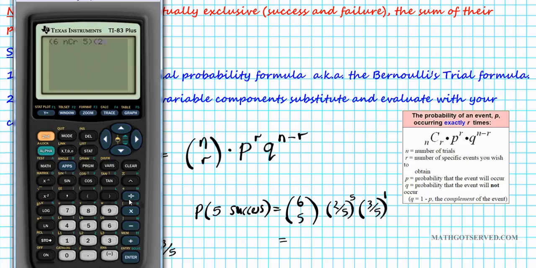2 divided by 5 raised to the 5th power times 3 divided by 5 raised to the 1st power. Enter, and your answer is 0.036864. All right, so let's just write that down. So the probability is going to be 0.036864. All right, so that's that.